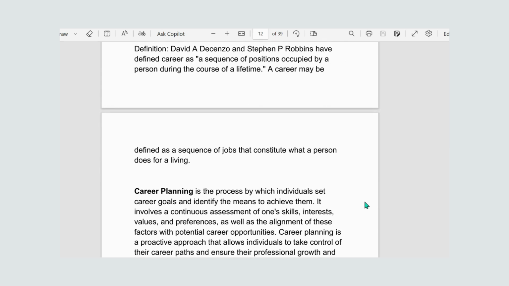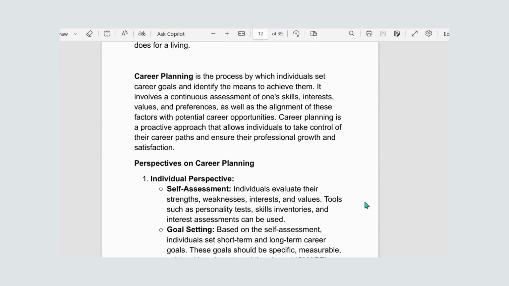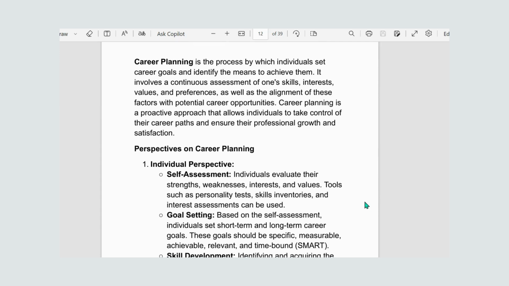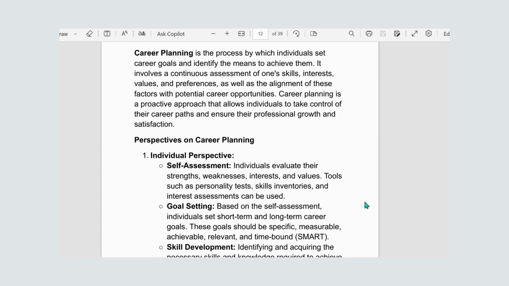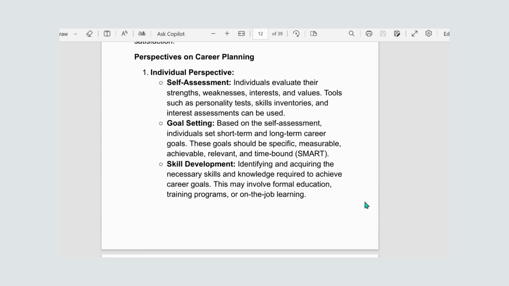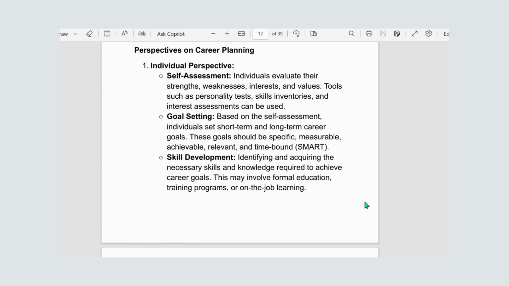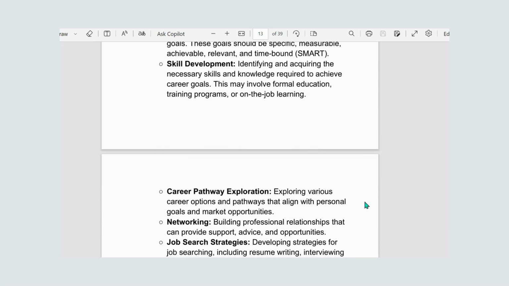It's a process by which individuals set career goals and identify the means to achieve them. It's a continuous assessment of one's skills, interests, values, and preferences. So let's see the perspectives on career planning. There are two main perspectives, the first being the individual perspective. It includes self-assessment, where individuals evaluate their own strengths, weaknesses, interests, and values. Then they set goals, and this results in skill development. And this leads to career pathway exploration, which includes various options and pathways that align with personal goals and market opportunities.